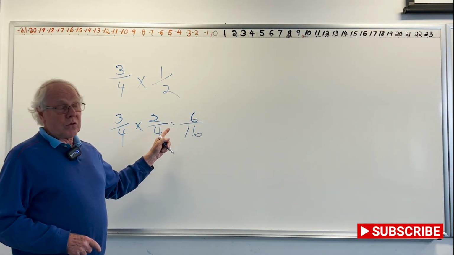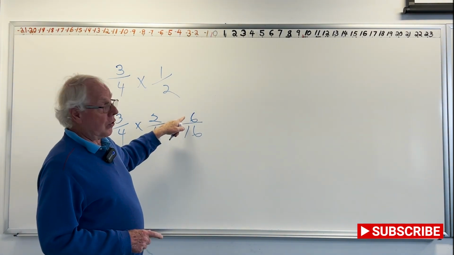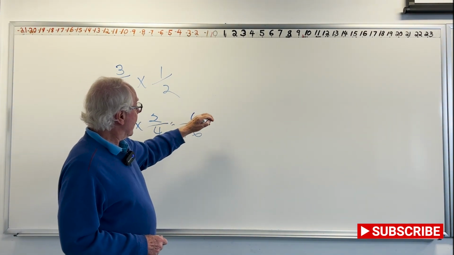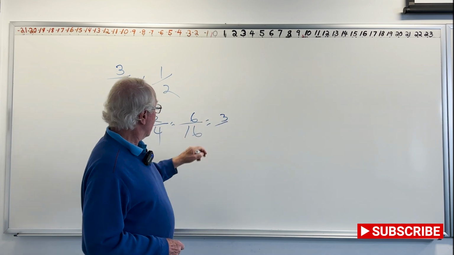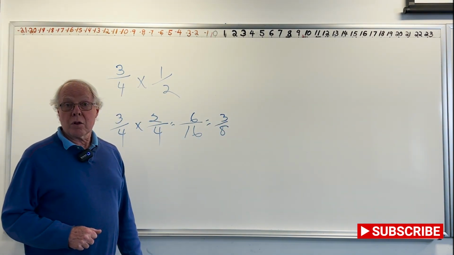As another name for this fraction, we see that they're both even numbers, so at least 2 goes into both of them. 2 goes into 6 3 times. 2 goes into 16 8 times. So our answer is 3/8.